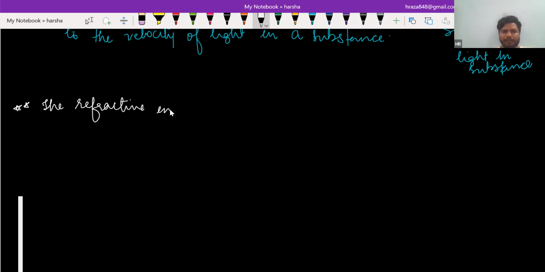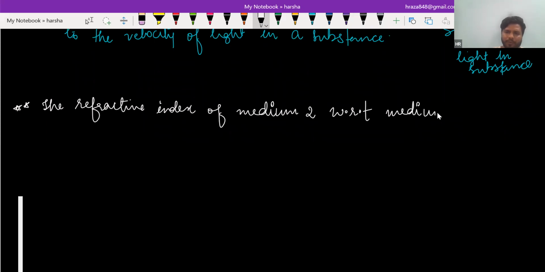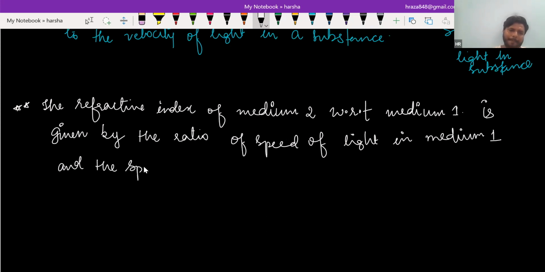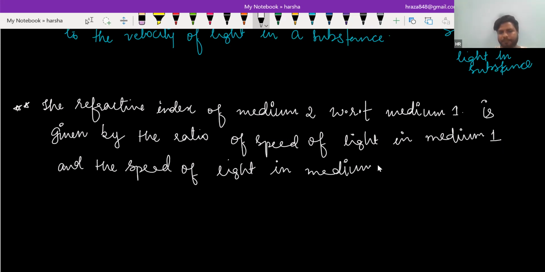The refractive index of medium 2 with respect to, WRT stands for with respect to, medium 1 is given by the ratio of speed of light in medium 1 and the speed of light in medium 2.